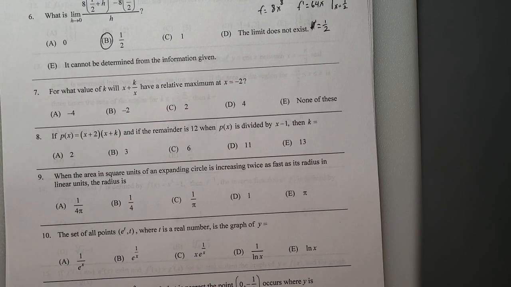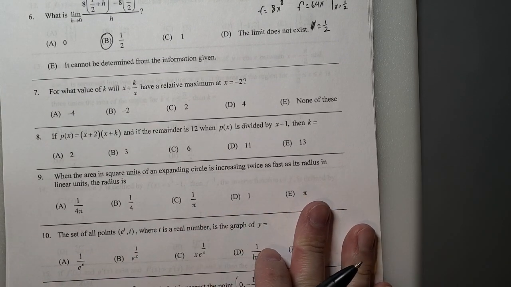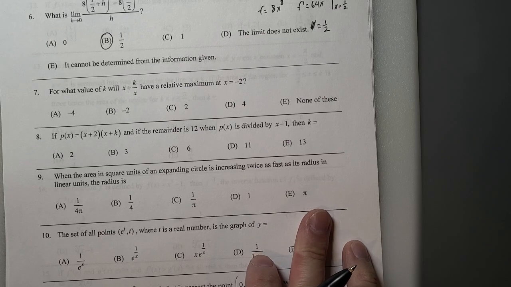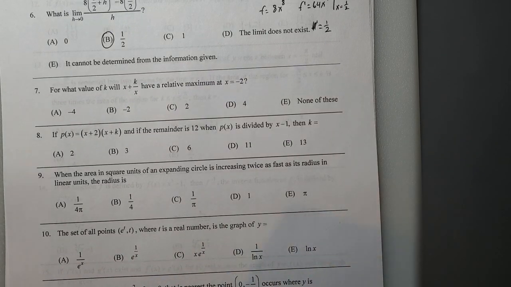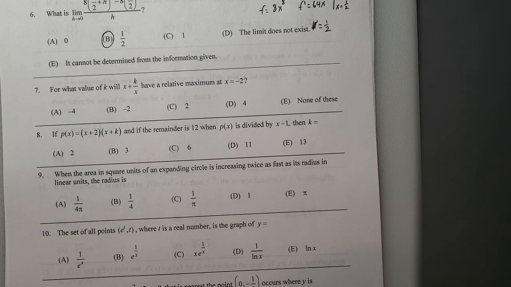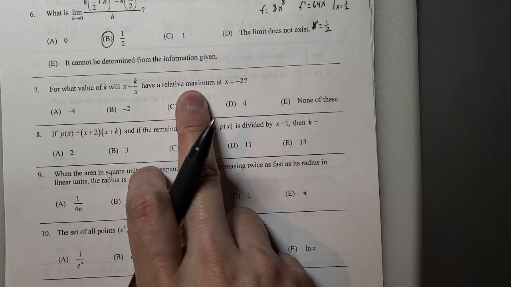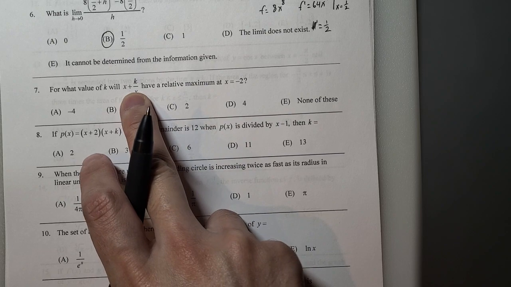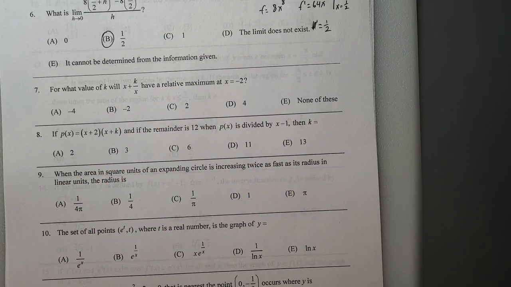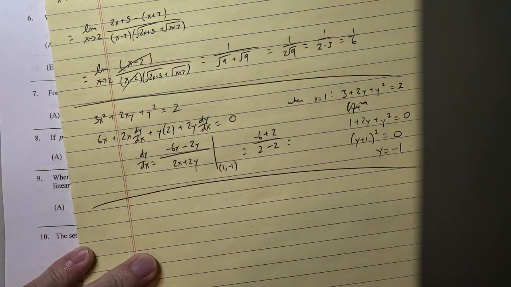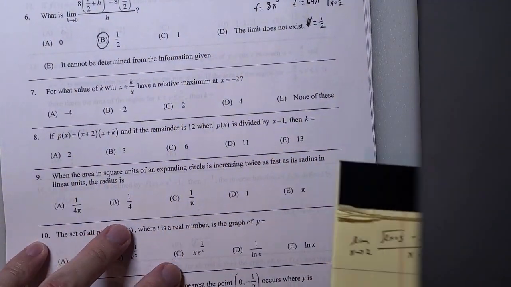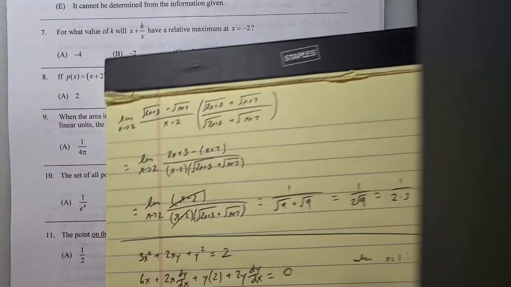Next, for what value of k will x plus k over x have a relative max at x is negative 2? I'm thinking right now, because it's talking about relative max, you probably want to find the derivative of this guy and set it equal to 0 or something like that. So let's try that. I don't remember how to solve this actually, so we'll see if I had the right thought process.